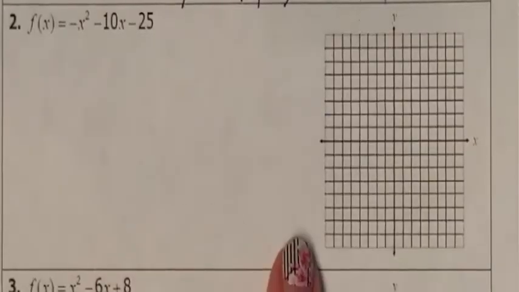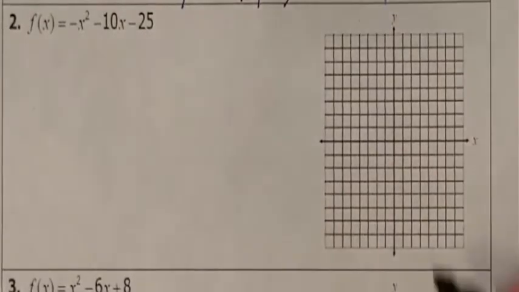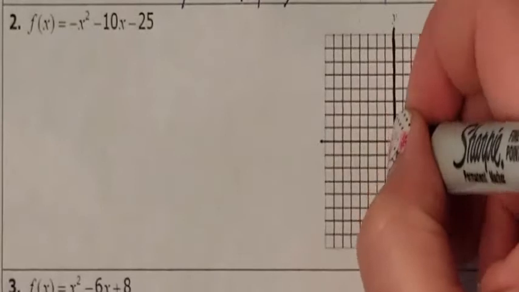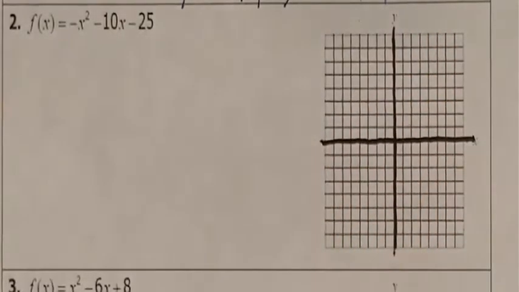So, practice problem number 2. I'm having a hard time actually seeing where the x and y axis are, so I am going to make their lines darker. So this is my x and y axis.